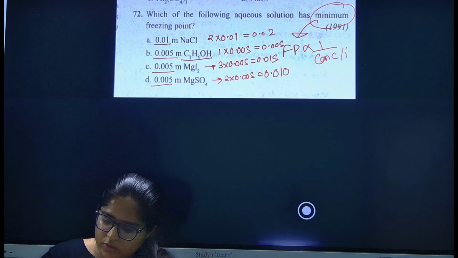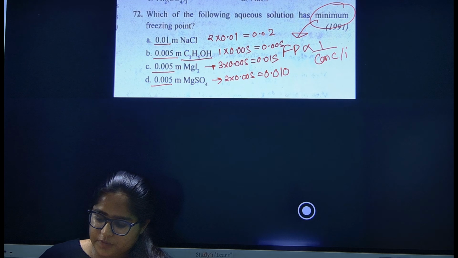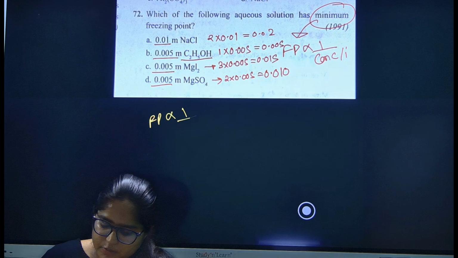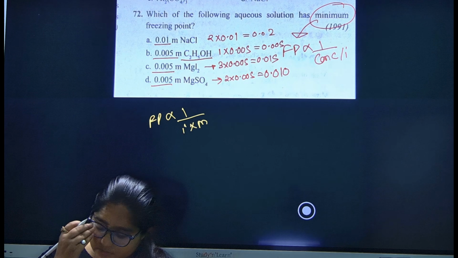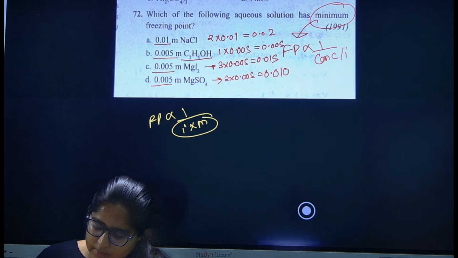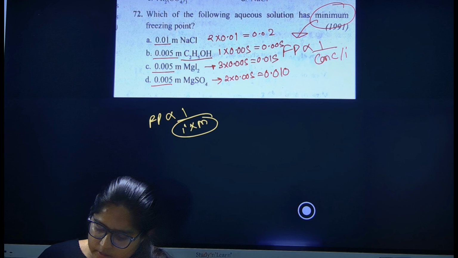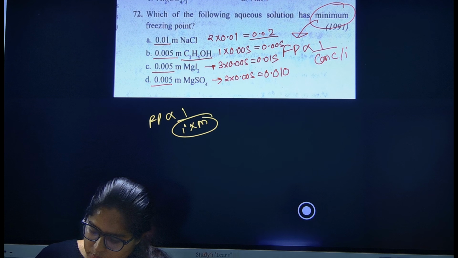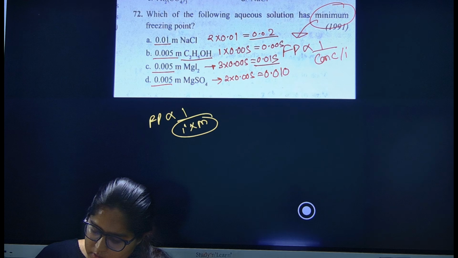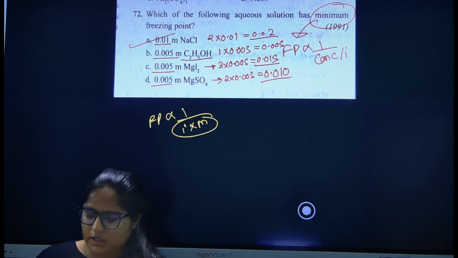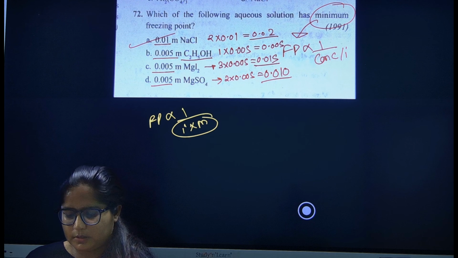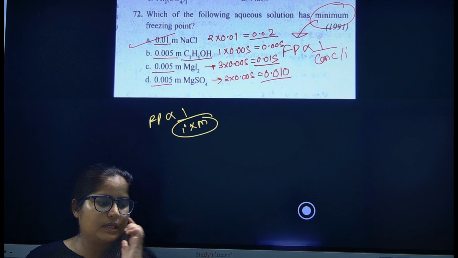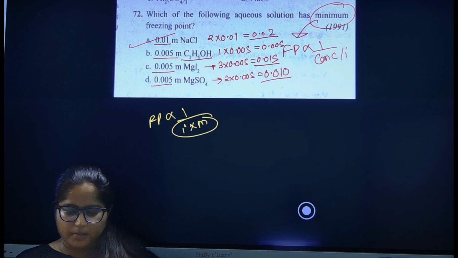Okay, wow. Now you see here, freezing point is inversely proportional to i into m. So what they are asking is minimum, so whose i into m is maximum? Can you see here 0.02, 0.05, 0.15, 0.010. Okay, so here option A, i into m is maximum. So their freezing point will be minimum.